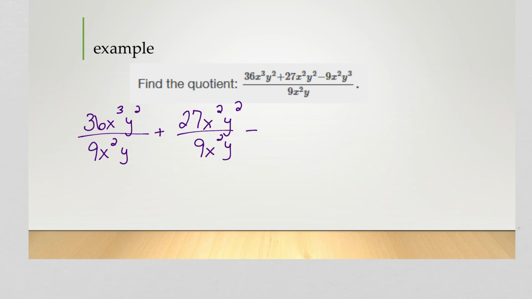And then minus, where'd I get that minus from? Right here. 9x squared y cubed over 9x squared y. Okay, all right, let's get on it. Let's see here. 36 divided by 9. Again, it looks like a hot mess, but if you break it down into small pieces, it's not that bad.